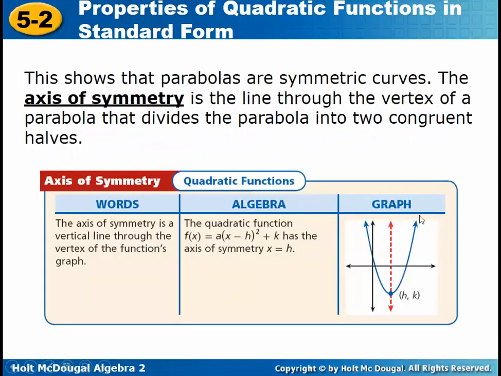The axis of symmetry is the line that cuts the parabola exactly in half into two congruent pieces. It goes through the vertex. So you can see if the vertex is (h, k), the line of symmetry, this red dashed line here, would cut that into two congruent pieces. The axis of symmetry is a vertical line, and we know that vertical lines are always of the equation x equals the x-coordinate that the line goes through. So if the vertex is (h, k), where h is the x-coordinate and k is the y-coordinate, then the equation of the axis of symmetry would be x equals h.